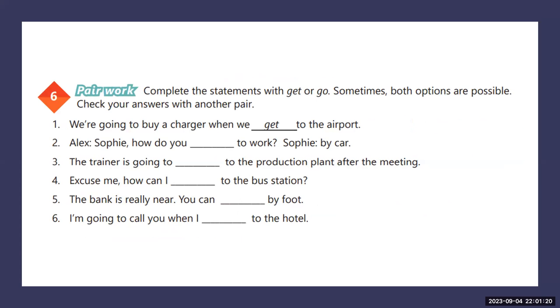Okay, this is number 6. This is going to be the last one that we are going to resolve. Right here, it says: pairwise, complete the statement with get or go. Sometimes both actions are possible. Check your answer with another pair.